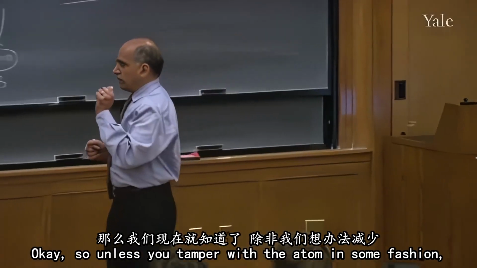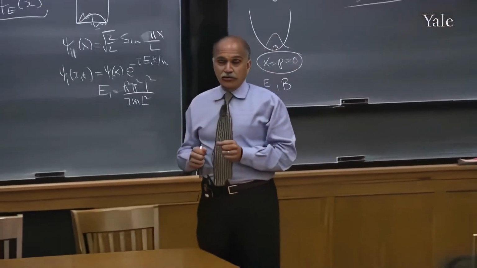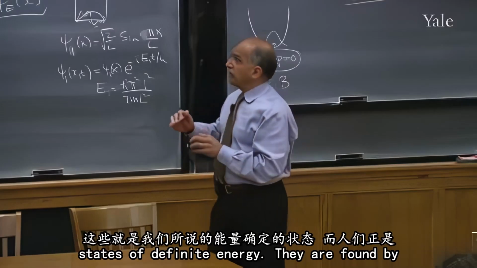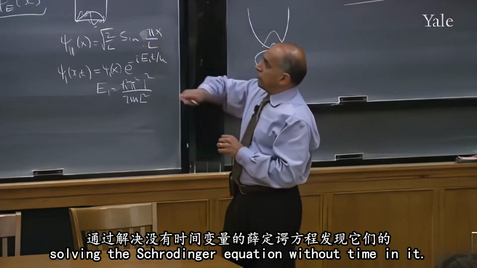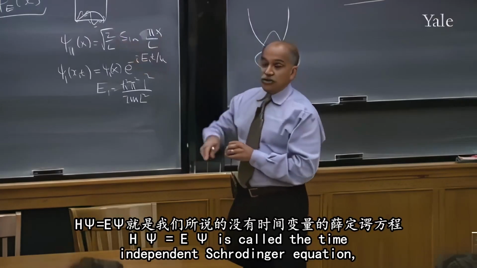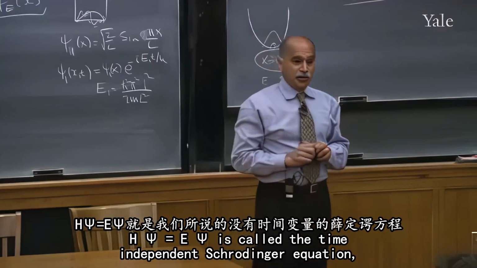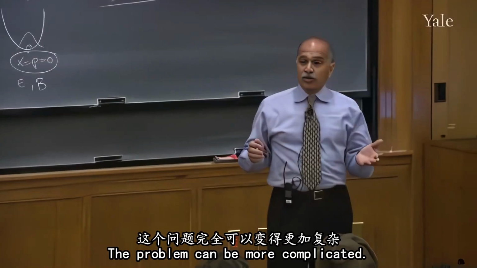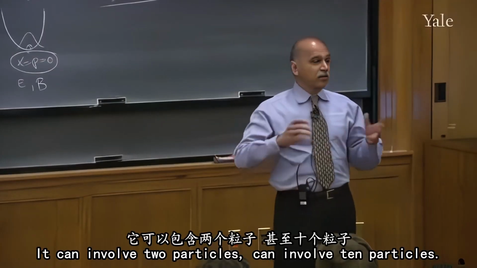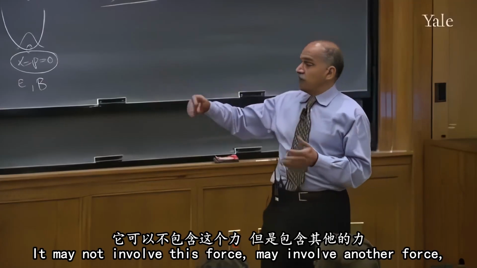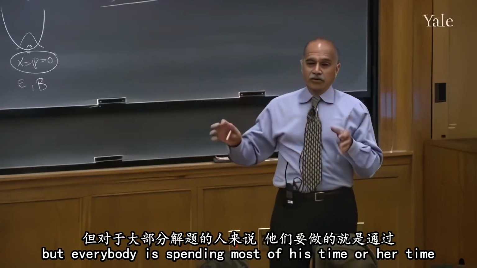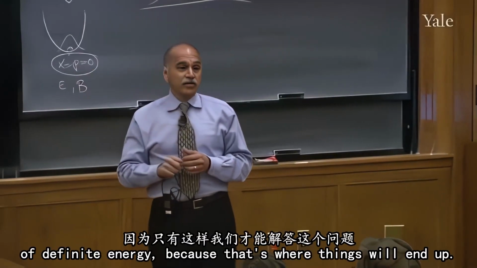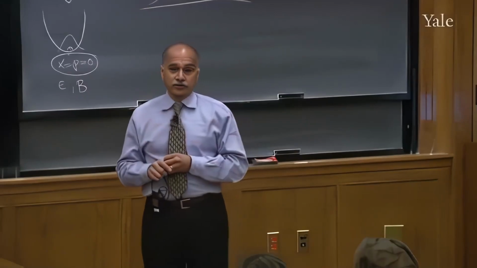Okay, so unless you tamper with the atom in some fashion, it will remain in a stationary state. Those states are states of definite energy. They're found by solving the Schrodinger equation without time in it. H psi equal E psi is called the time-independent Schrodinger equation. And that's what most of us do most of the time. The problem can be more complicated. It can involve 2 particles, can involve 10 particles, may not involve this force, may involve another force. But everybody is spending most of their time solving the Schrodinger equation to find states of definite energy. That's where things will end up.